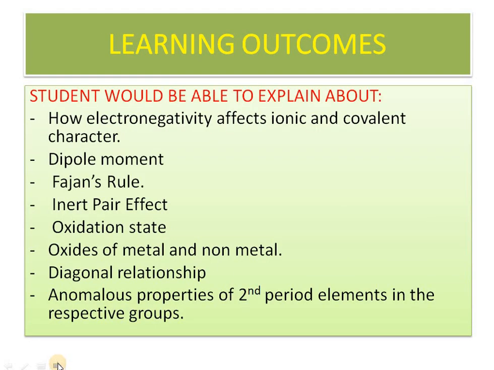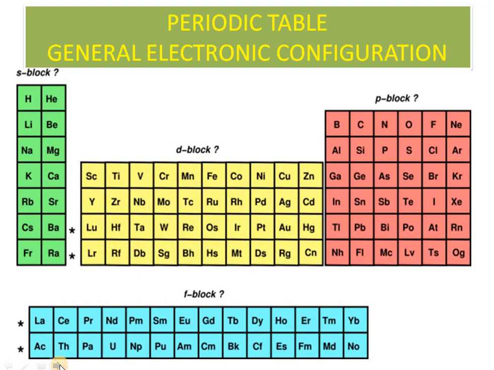Okay, so learning outcomes: you will be able to explain electronegativity's effect on ionic and covalent character, dipole moment, Fajan's rule, inert pair effect, oxidation states, oxides of metal and non-metal, diagonal relationship, and anomalous properties of second period elements in the respective groups. So let us start.